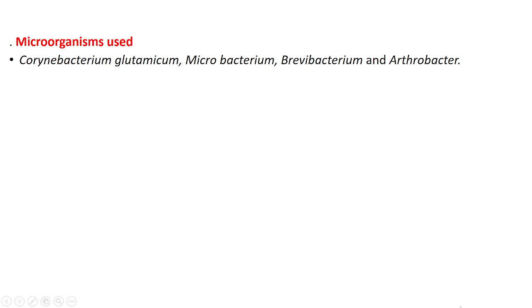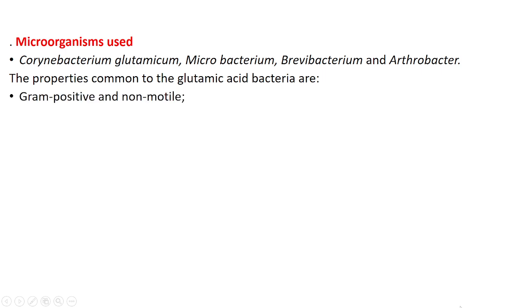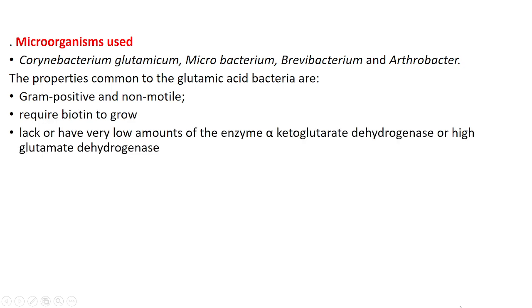So which are the microorganisms that are helping in glutamate production? These are the four important microorganisms: Corynebacterium glutamicum, Microbacterium, Brevibacterium, and Arthrobacter. Of this, Corynebacterium glutamicum is the mostly used one. And all these microorganisms have certain common properties. All these are non-motile gram-positive organisms. They require biotin to grow, so they have very low amount of alpha ketoglutarate dehydrogenase, or else they don't have this enzyme at all. And at the same time, they have a high amount of glutamate dehydrogenase, which helps in higher production of the amino acid.